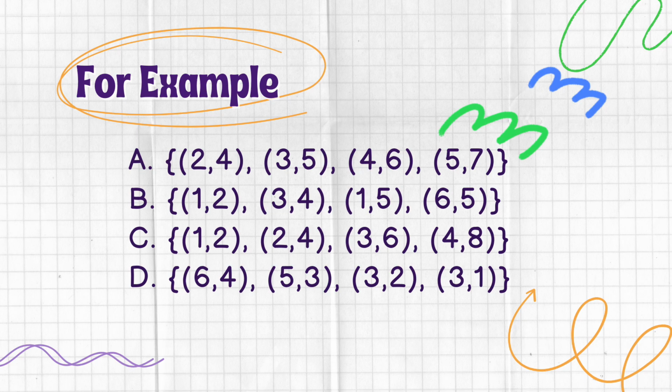Then for our last example is (6, 4), (5, 3), (3, 2), (3, 1). Again, to identify domain and range, una natin titignan ang first element. So for the domain is 6, 5, 3, 3. And ang range natin is 4, 3, 2, 1. So again, para malaman natin kung function ba ito or relations, una natin titignan ang domain, kung may naulit o wala. Dahil meron magkaparehas, so this is our relation.